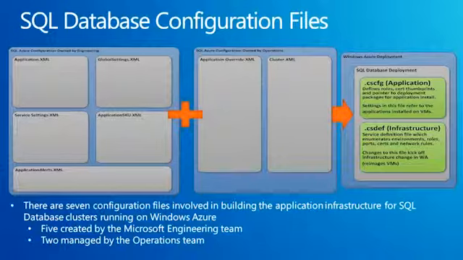The configuration files used in SQL Azure get consolidated and moved around in a bunch of different ways. There are 7 different configuration file types involved in building the application infrastructure for SQL database clusters running on Windows Azure. The first 5 types are created by the Microsoft engineering team, and these are the types that are included with the build. Almost every service running within SQL Azure on Windows Azure will have files of these types, such as application XML, global settings.xml, service settings, and application SKU.xml.